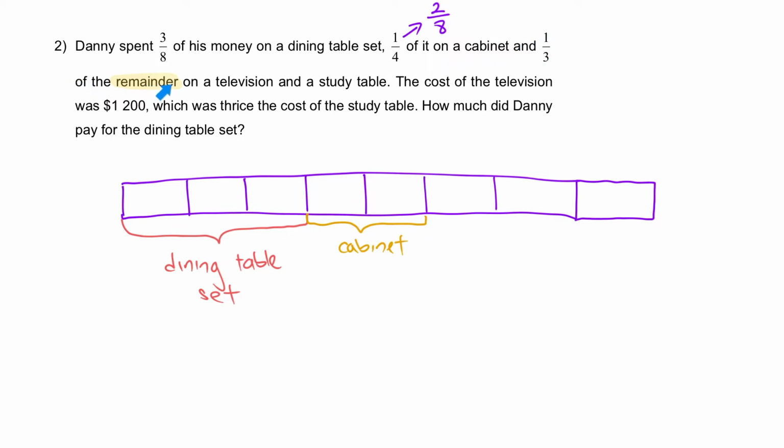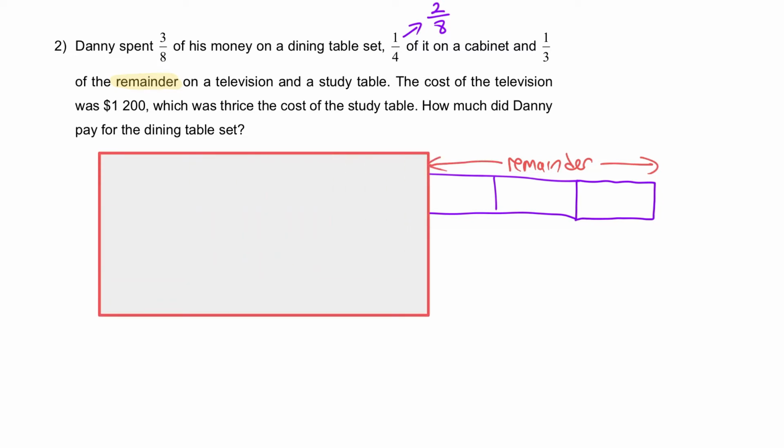And 1/3 of the remainder. Just nice. The number is very nice. This is the remainder here. Okay, this is the remainder. Alright, so let's focus on this remainder. I'm going to cover this. So out of this remainder, Danny spent 1/3 of it on television and study table. So probably over here. This is on a television and a study table. Okay, now I can remove this.